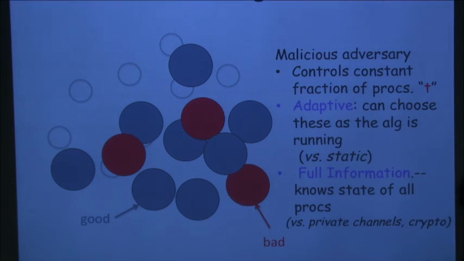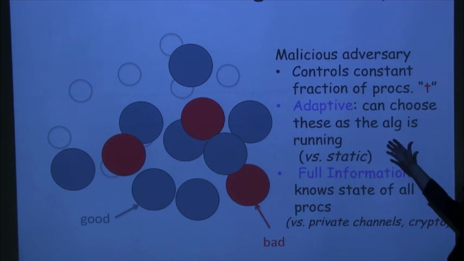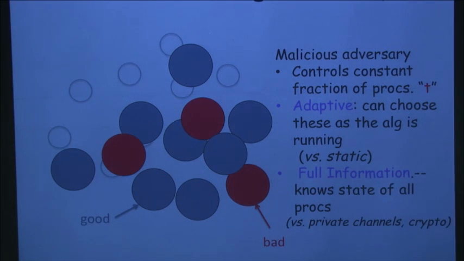Okay, but we have an adversary, and the adversary is controlling the red processors. For the purpose of this talk, we'll assume the adversary is controlling a constant fraction of processors, sometimes I'll call them bad, and the others good. The adversary is adaptive, meaning that it can choose these as the algorithm is running, which matters if the algorithm is using random bits, versus static, where the adversary chooses them at the start, independent of the random bits. And it's full information, meaning that the adversary knows the state of all the processors. So during the course of the algorithm, the processors might flip bits. It doesn't know in advance what those bits are going to be, but otherwise it knows the state of the processors. Other possibilities are private channels.